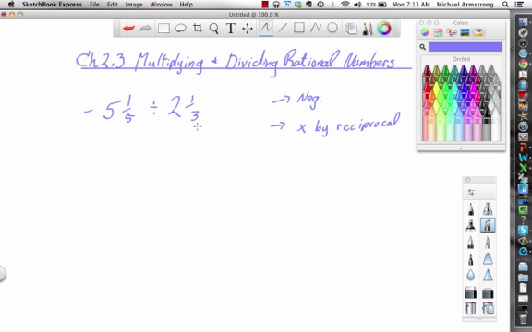Sorry, when we multiply a negative and a positive, the quotient is negative. So I got distracted by the pop-up on my screen. So we're going to do that.